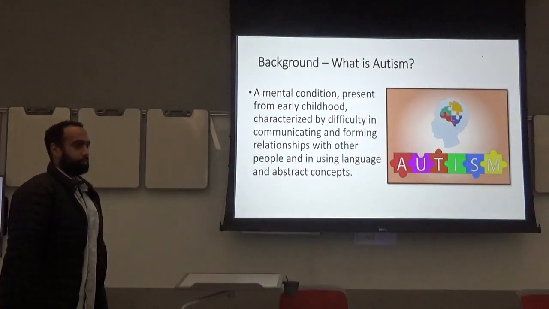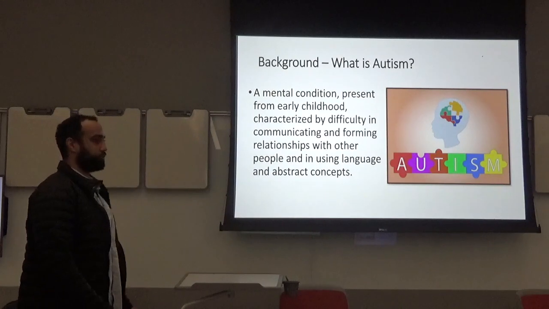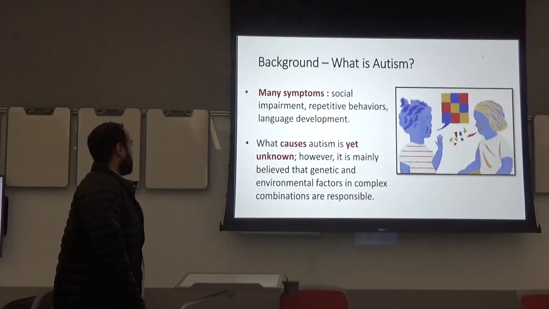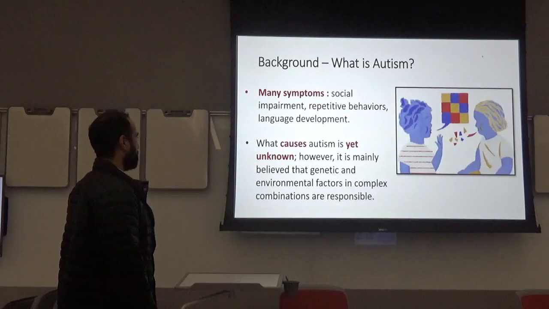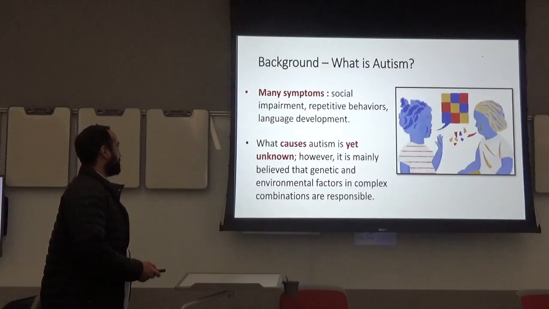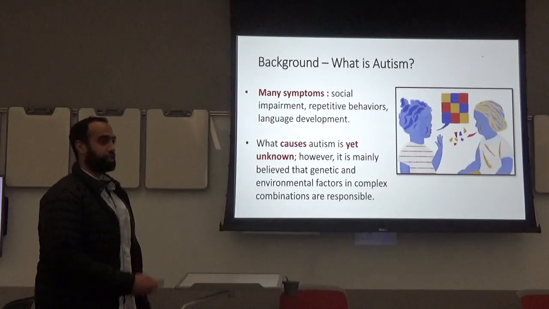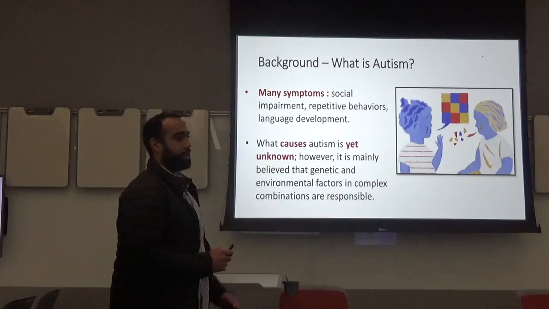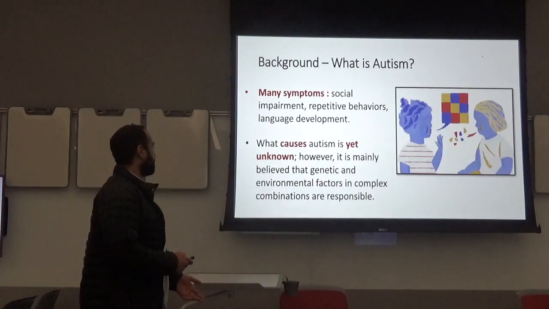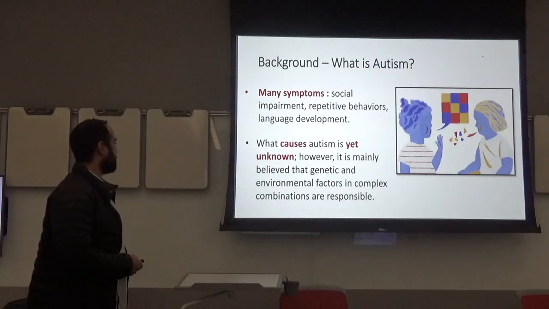So what is autism? Autism is a mental condition that presents from early childhood. It's characterized by difficulty in communication and forming relationships. It has many symptoms, the majority of the symptoms are social. So it has repetitive behaviors, issues with language development, social impairment. The underlying etiology of autism is yet unknown. It's believed that it's some sort of interaction between genetic factors and environmental factors.